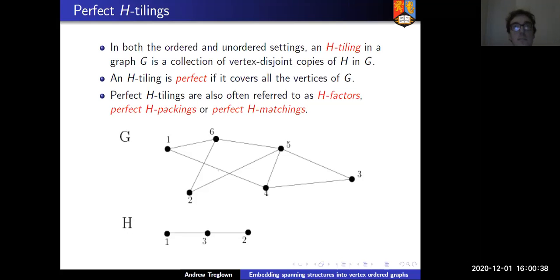Right, so that's a natural generalization of a perfect matching. If H is simply an edge, a perfect H-tiling is a perfect matching. But now we're allowing the tiles to be different graphs H.